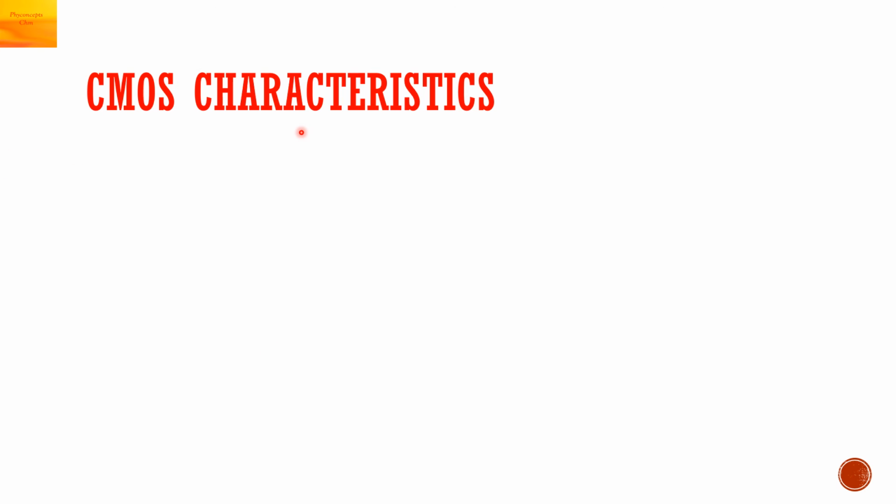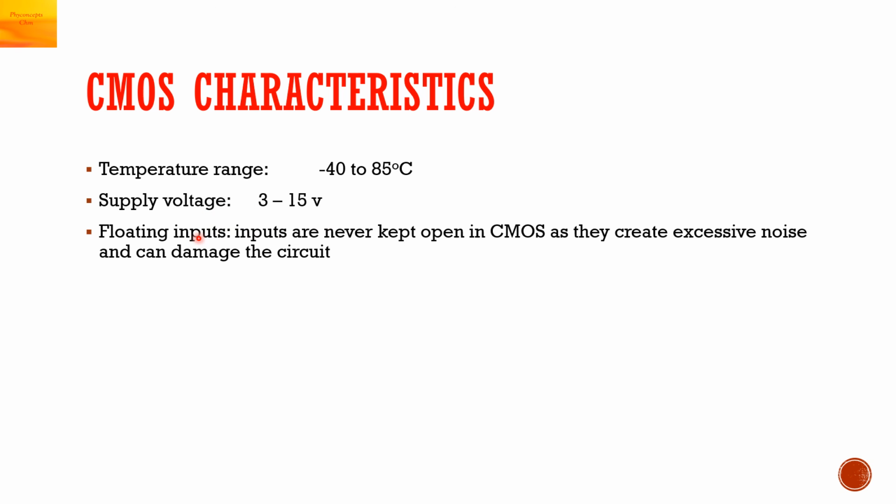CMOS characteristics. Temperature range is between -40 degrees Celsius to 85 degrees Celsius. Supply voltage is between 3 to 15 volts. Floating inputs. The inputs are never kept open in CMOS as they create excessive noise and can damage the circuit.